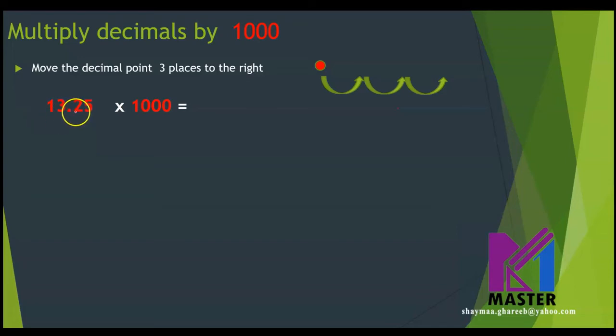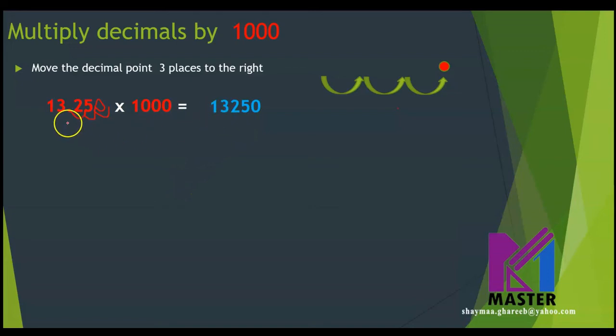Now let's do this on our number. We have 13.25. I only have 2 places to the right after the decimal point. So what should I do? I need 3 places. We can add 0 to make the places 3. And as we said, it is the same as 13.25. Now I can move the decimal point 3 places. So 1, 2, and 3. So it will be after this 0. So the number will be 13,250.